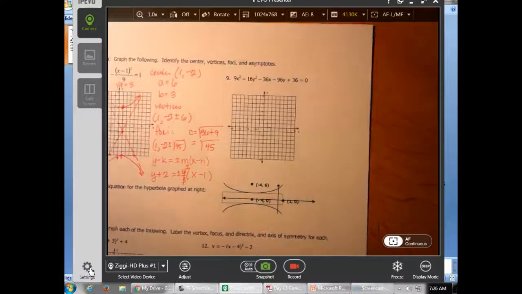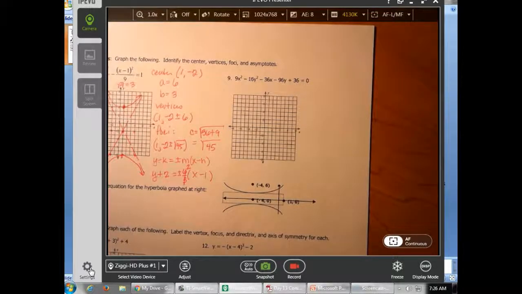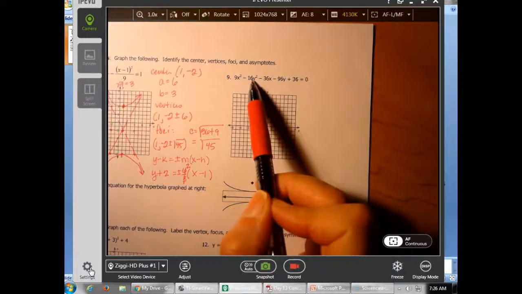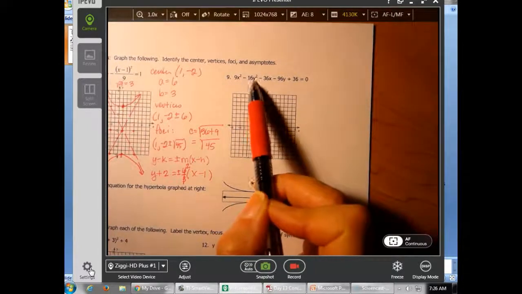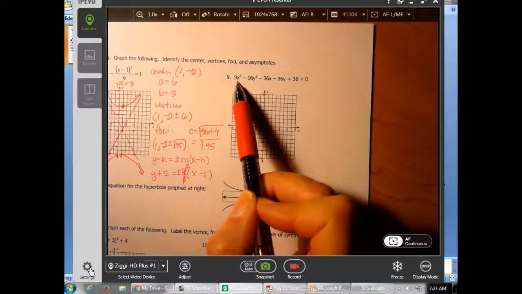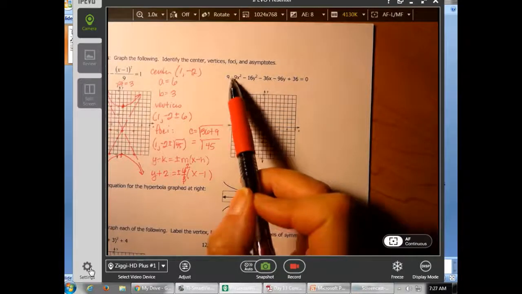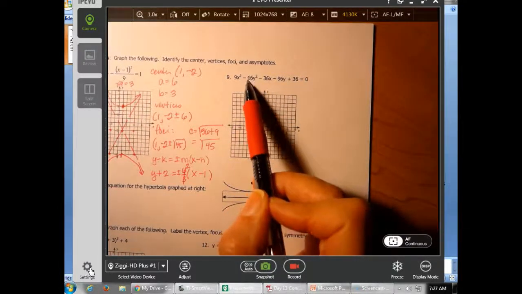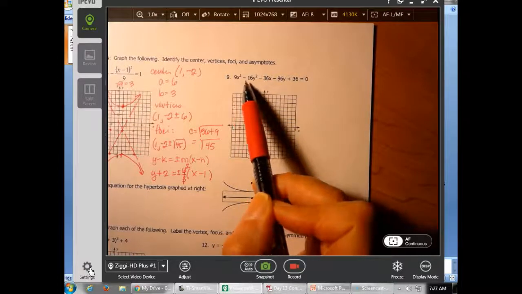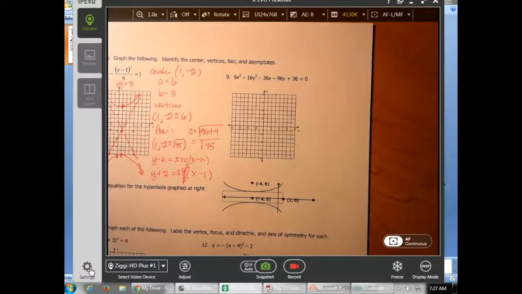Now let's look at one that is not given in the conic graphing form. So I see that I have an x squared and a y squared. So I know it's not a parabola. And I see that 9 is positive and negative 16 obviously is negative. So not the same sign. So it has to be a hyperbola.